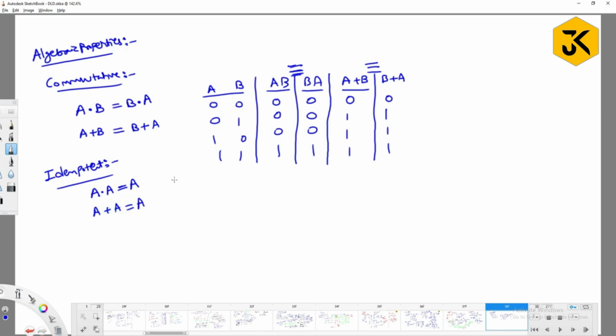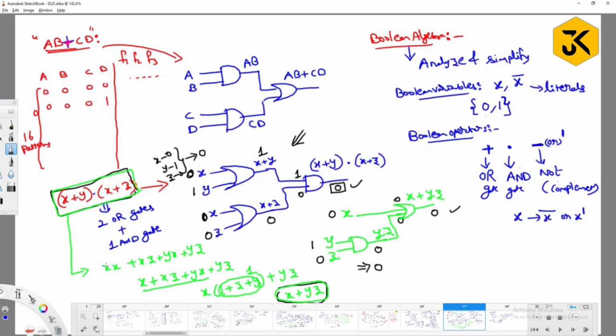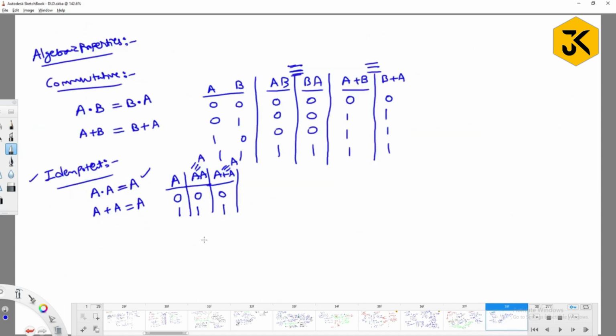See, why do you get this? If you have a single variable A, what are the possibilities of Boolean values? 0 and 1, right? If you perform A and A, what do you get? 0 into 0 is 0, 1 into 1 is 1. So you get A, right? This I can write as A only. That is what I say, right? A plus A is A, because 0 plus 0 is 0 only, 1 plus 1 is 1 only. So that's why it is equivalent to A. That is the property of idempotent. That's the reason in earlier equations also, x into x I have written as x only. So A into A I can write as A only.